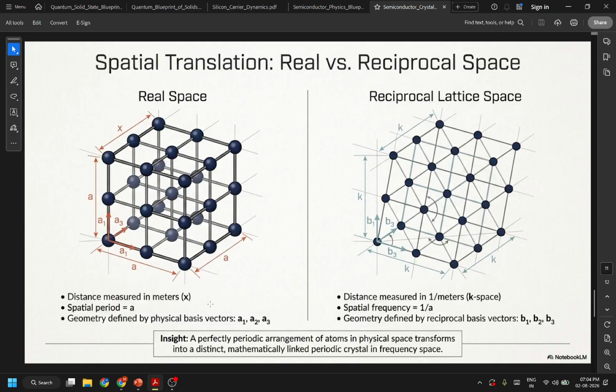In reciprocal space, you convert the physical dimensions into momentum dimensions. So the reciprocal space is also called k space. Distance is measured in 1 by meter, the spatial frequency is then 1 by a, and the geometry is defined by reciprocal basis vectors b1, b2, b3. So a perfectly periodic arrangement of atoms in physical space transforms into a distinct, mathematically linked periodic crystal in frequency and momentum space.